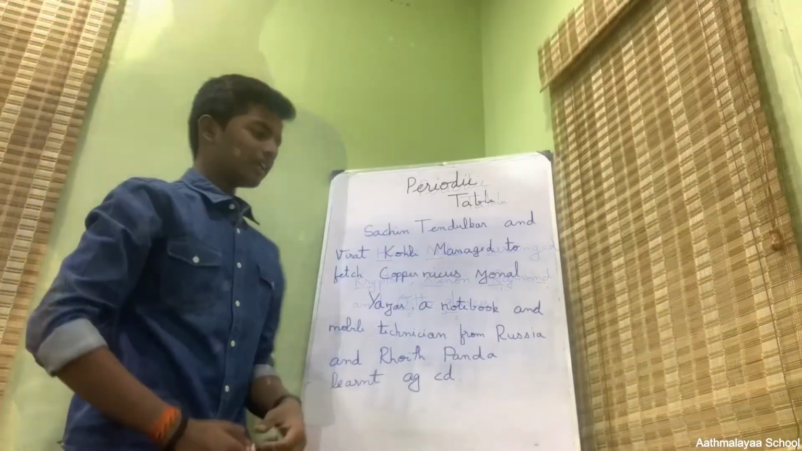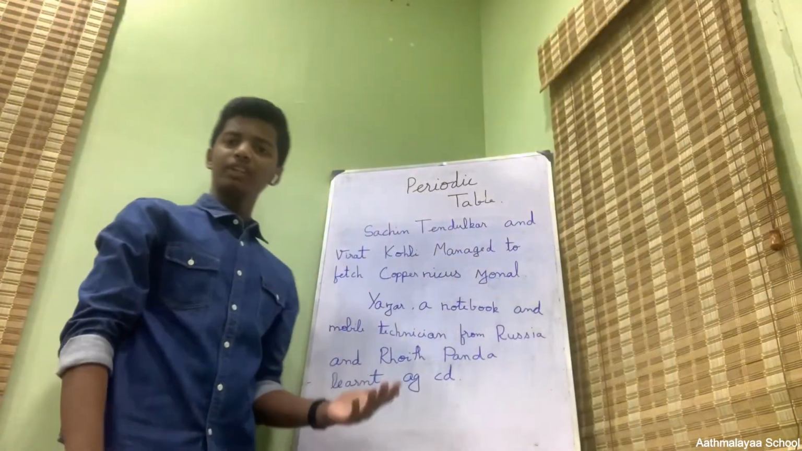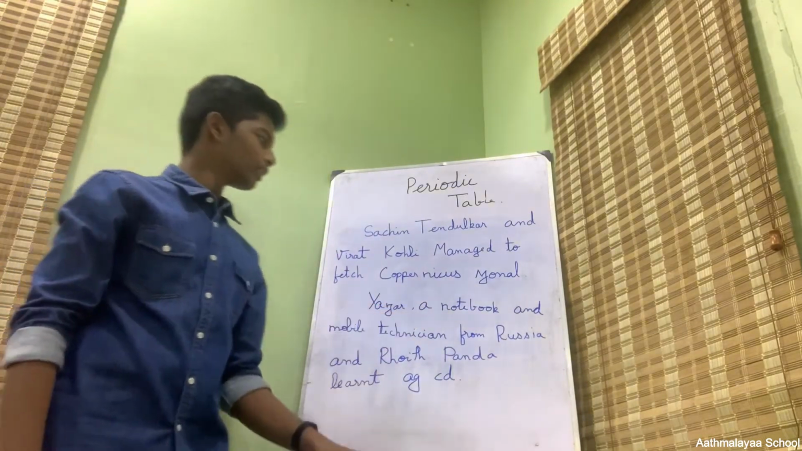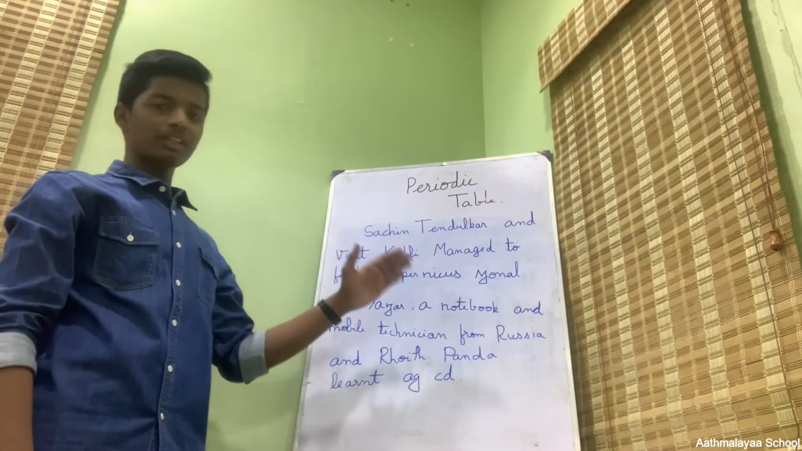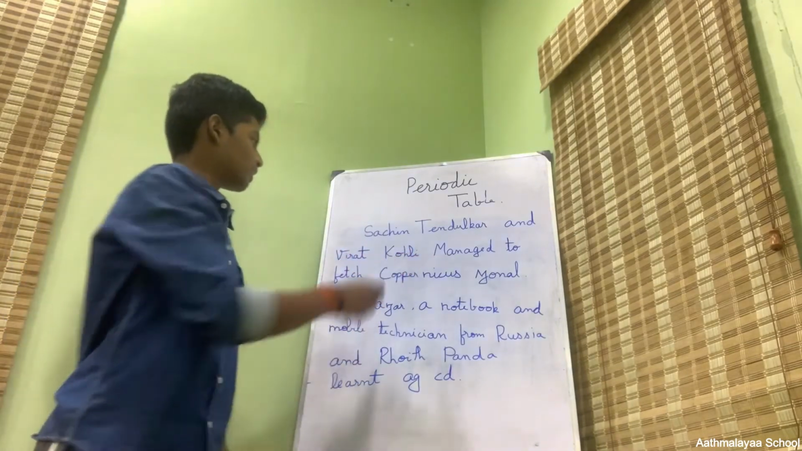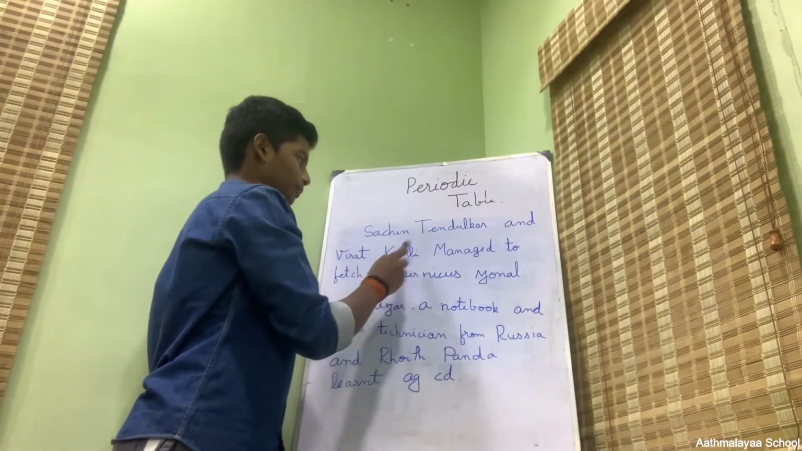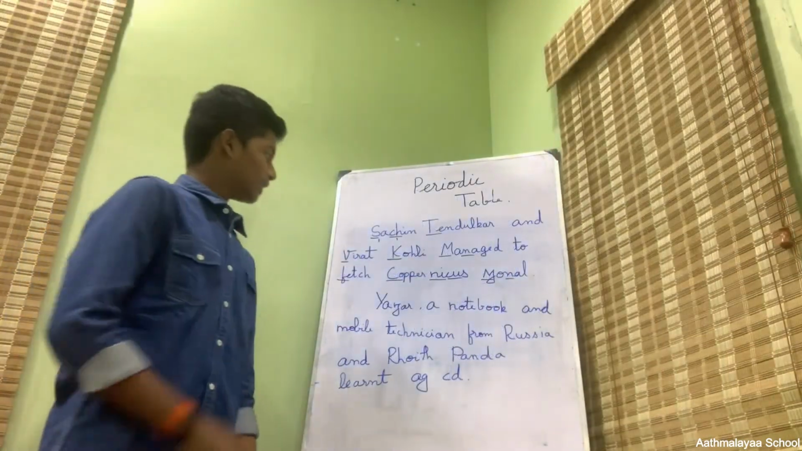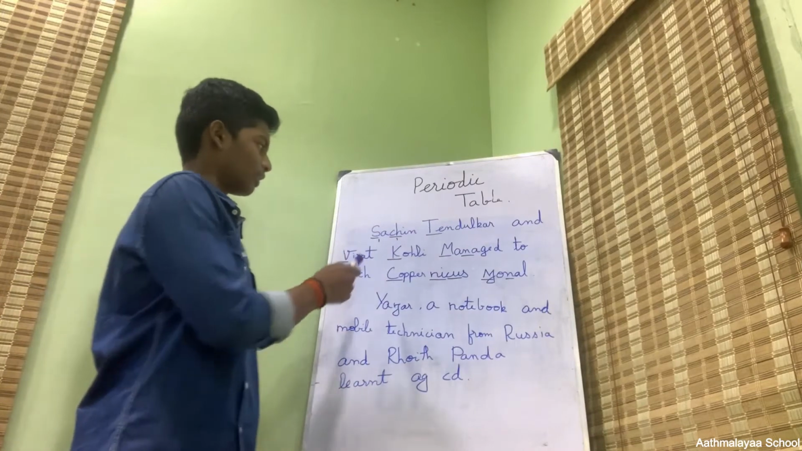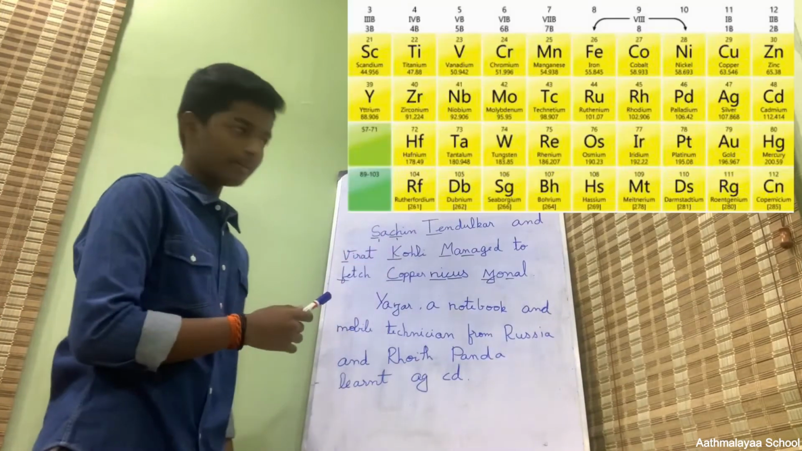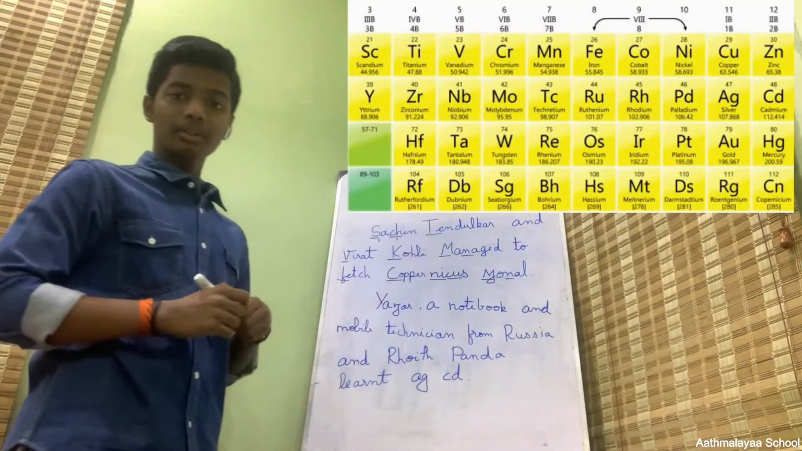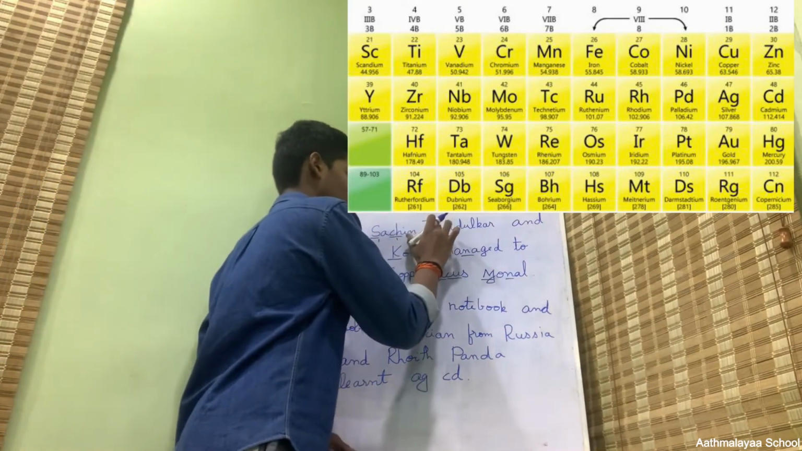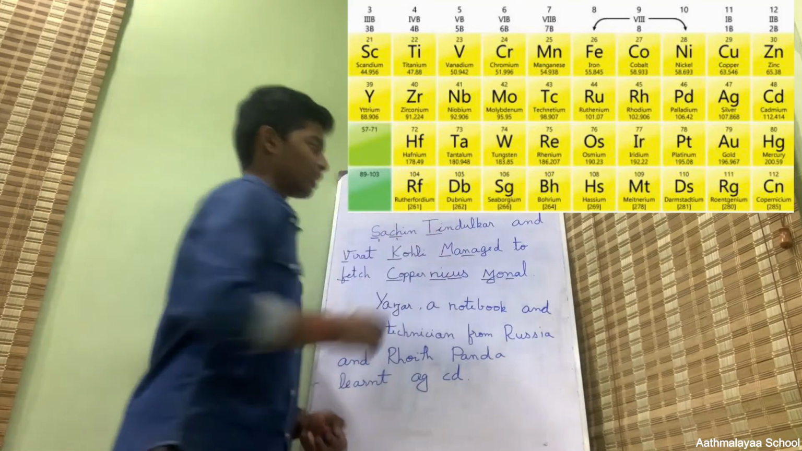Until now we were seeing every mnemonic vertically, but in D block we create the story horizontally. The mnemonic for the topmost horizontal row is "Sachin Tendulkar and Virat Kohli managed to fetch Copernicus zonal." The elements present in this mnemonic are Sc, scandium, next titanium. In titanium it is Ti, so we can change it here as Ti.